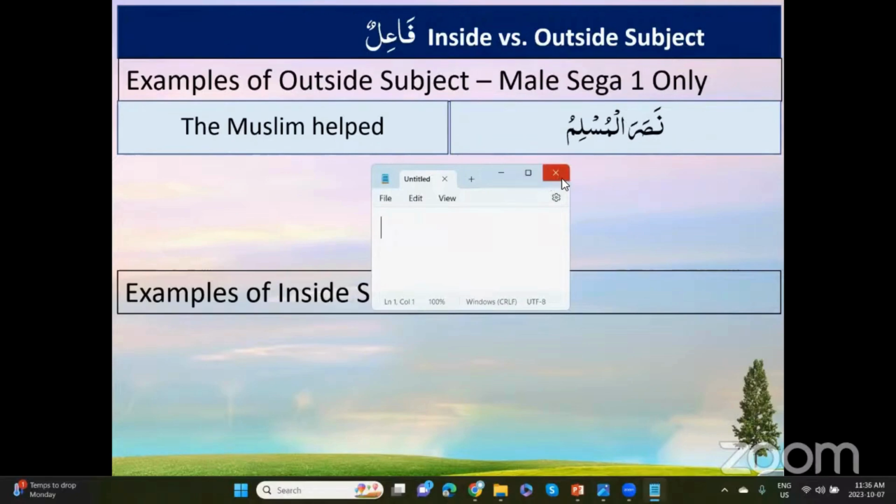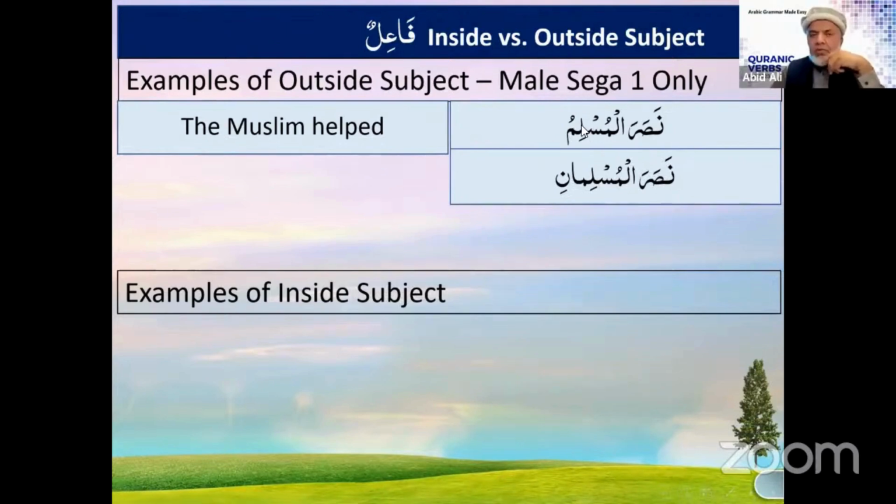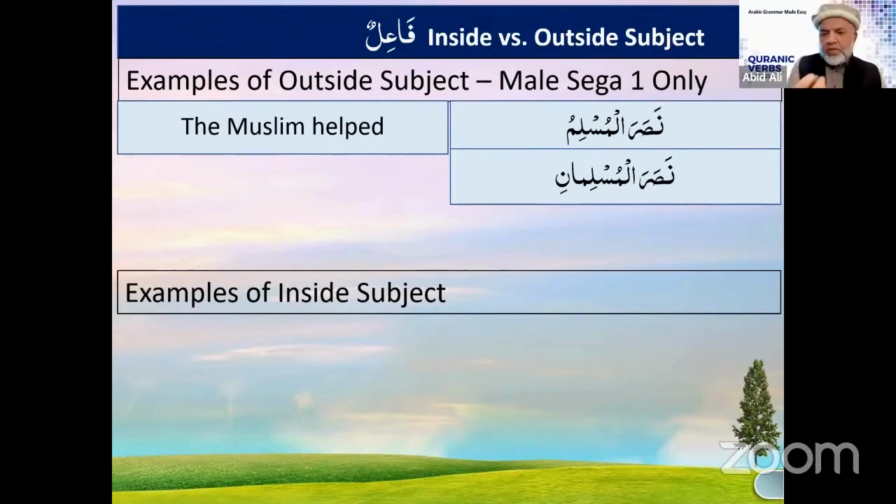Are you guys with me so far? Yes. Okay, good. Action is attributed to the noun. Because now this Muslim is Rafa and it is the singular one. And Nasara was for male, al-Muslimu is male.